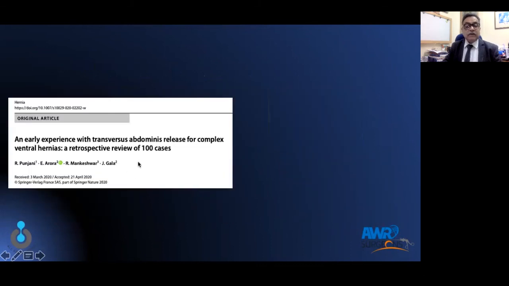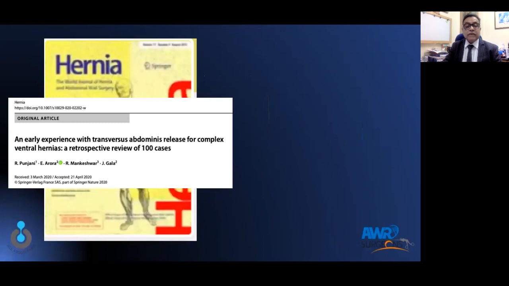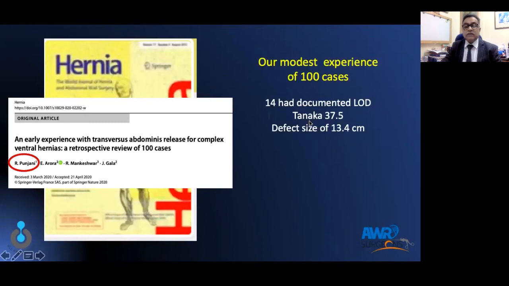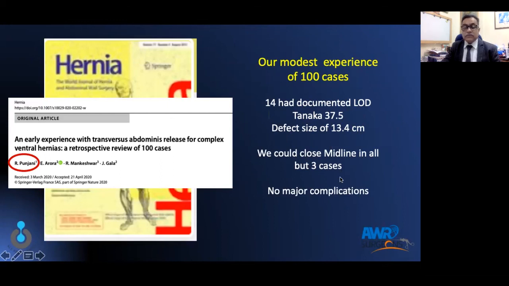And we in fact published our first 100 cases of TAR in a hernia journal just very recently. We have almost 100 cases, out of which 14 had a documented loss of domain with a Tanaka index averaging 37.5, and a defect size of around 13.4 centimeters, and we could close the midline in all but 3 cases. So a well-done TAR is always an asset to a surgeon, and we had no major complication and no recurrence so far.